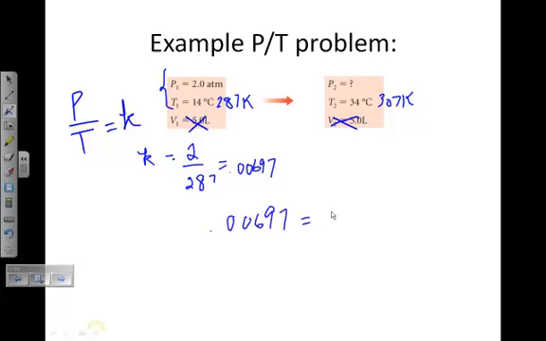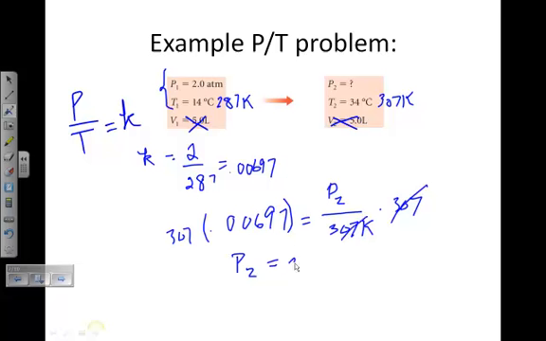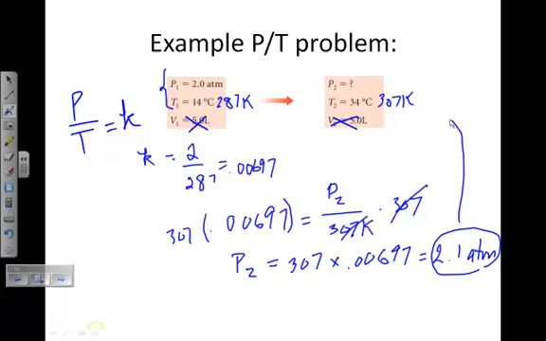We can take that K and set it equal to the right-hand side, so P2 over the new temperature, which is 307 Kelvin. Now solving for P2, we multiply both sides by 307. The 307 on this side cancels, so we have P2 is equal to 307 times 0.00697, which adds up to 2.1 atmospheres. And this clearly shows that your pressure did increase, which makes sense.